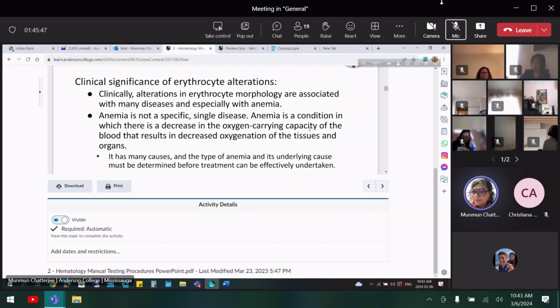Anemia is not a specific single disease. It's a condition. I told you yesterday again. Anemia is a condition in which there is a decrease in the oxygen carrying capacity of the blood. So that is the question. For anemia, they are going to give options, either low iron or decreased oxygen carrying capacity of the blood that results in decreased oxygenation.